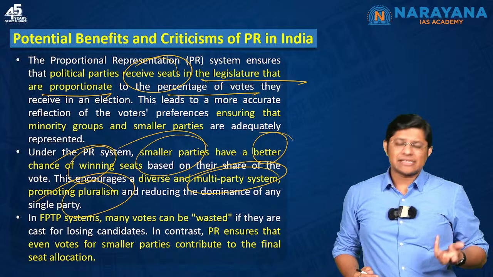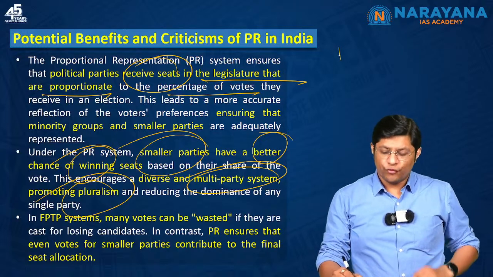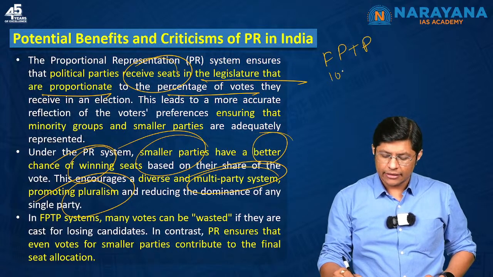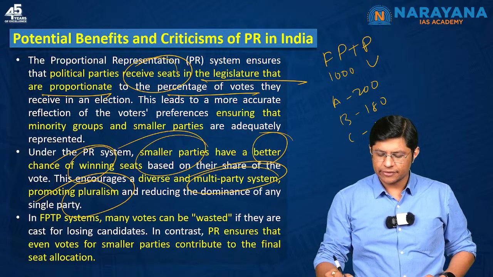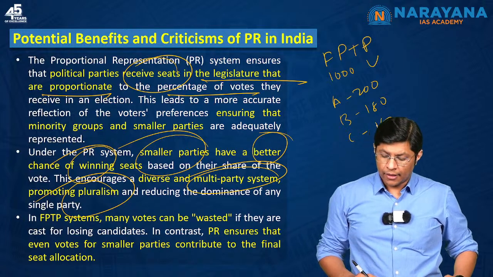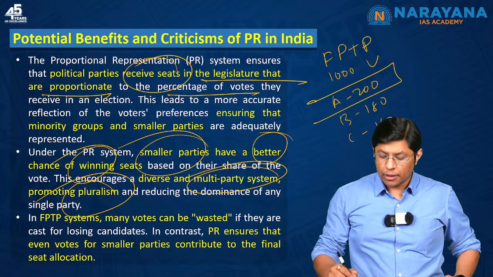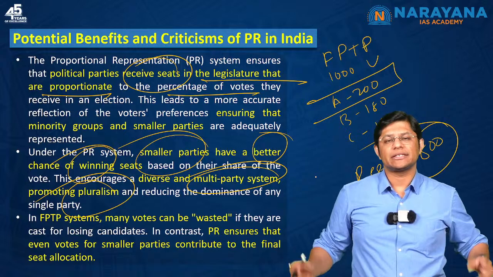Now, we discussed in one of the examples that in the first past the post system, let's say there are 1000 voters and A has secured 200 votes, B has secured 180 and C has secured 160, right? Now A will be declared the winner. What about the rest 800? Actually their votes are going waste.